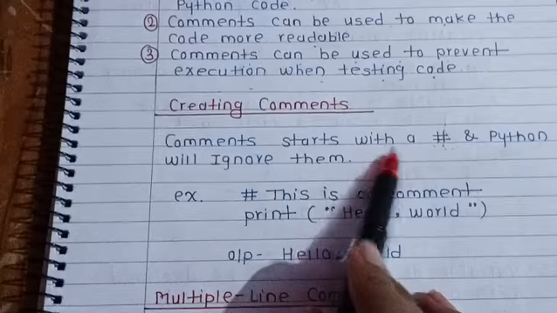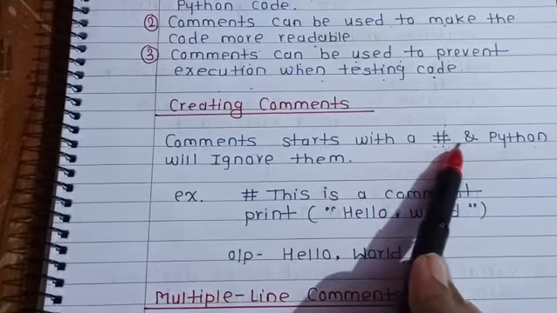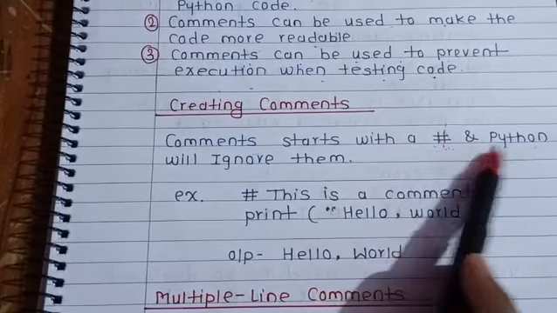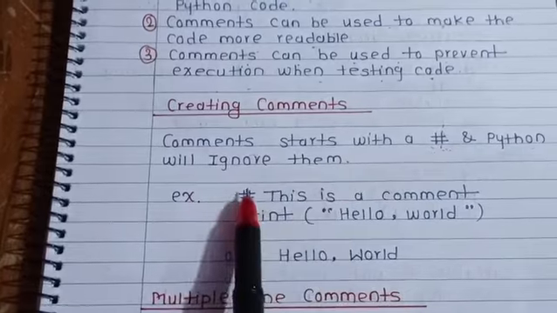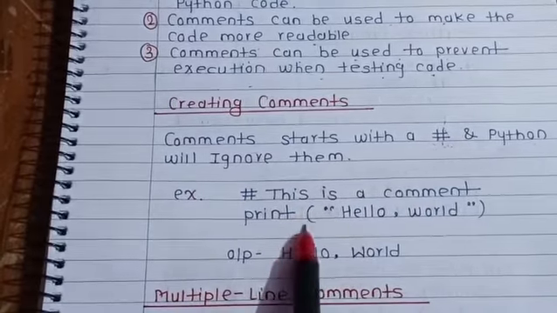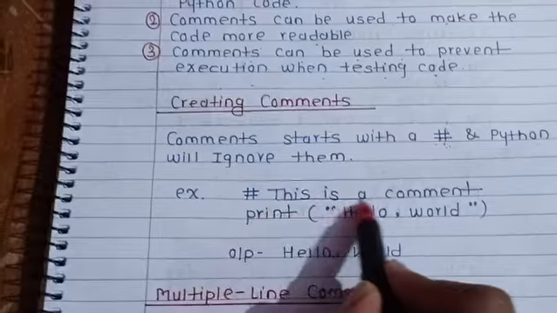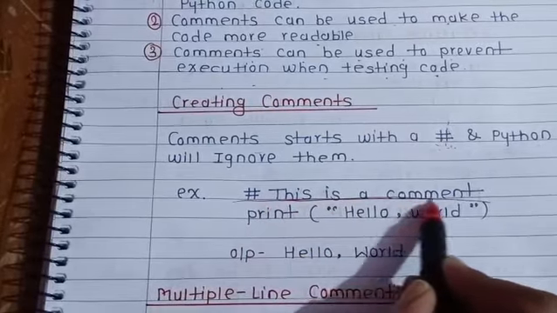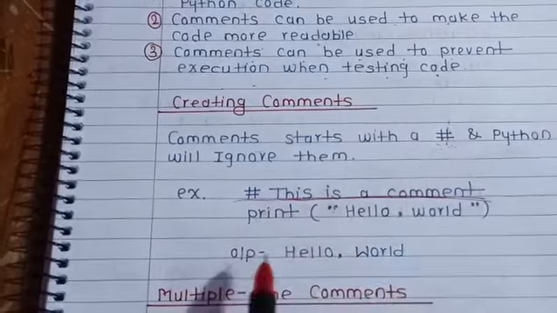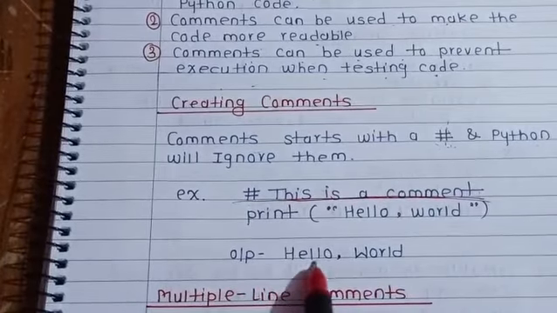A comment starts with a hash and Python will ignore it. So hash, this is a comment, then print. So this is the comment, this line is a whole comment, so the output will be hello world.